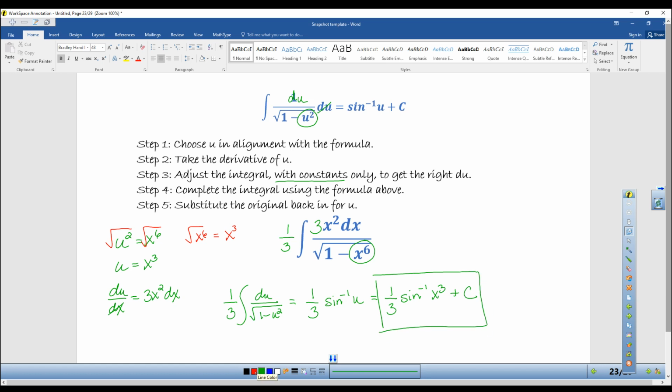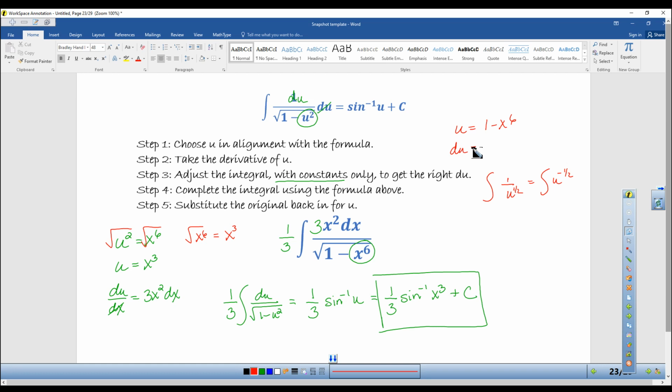So some people ask me, how am I supposed to recognize when this happens? Well, a lot of times it's just because you can't get anything else to work. So normally if I saw this problem, I would have let u be equal to 1 minus x to the 6. Then I would have had a nice easy integral of 1 over u to the 1/2, which I then could have changed to u to the negative 1/2 and done my integral.